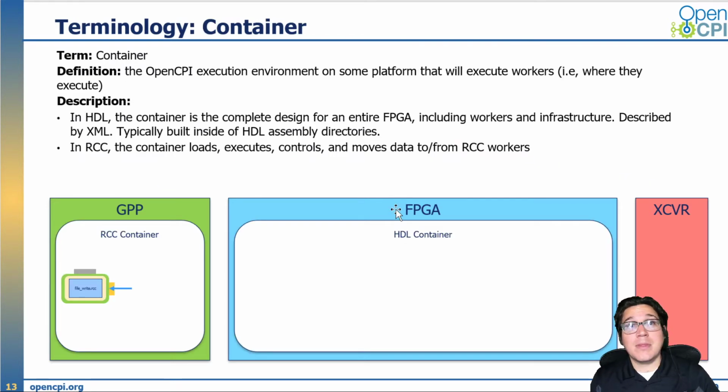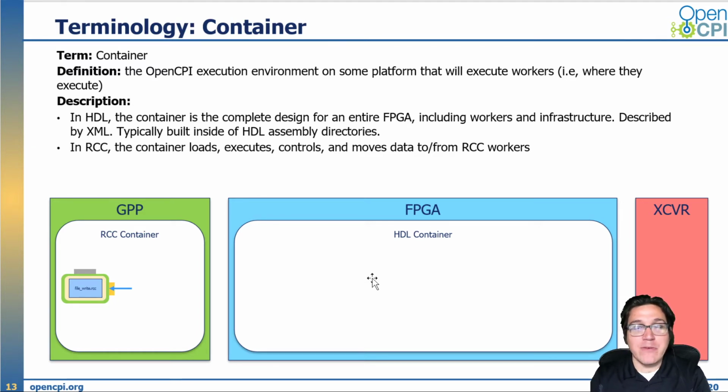the container is the OpenCPI execution environment on some platform that will execute workers. So on the general purpose processor, the RCC container is where the worker is going to be executed. For GPPs, you can have multiple containers within the same platform, like a container per core of the ARM processor. The Zynq 7010 has a dual-core ARM, so you can have two containers, and OpenCPI will facilitate the data transfer between those containers, those two cores, using shared memory. And then the FPGA side has its own container.